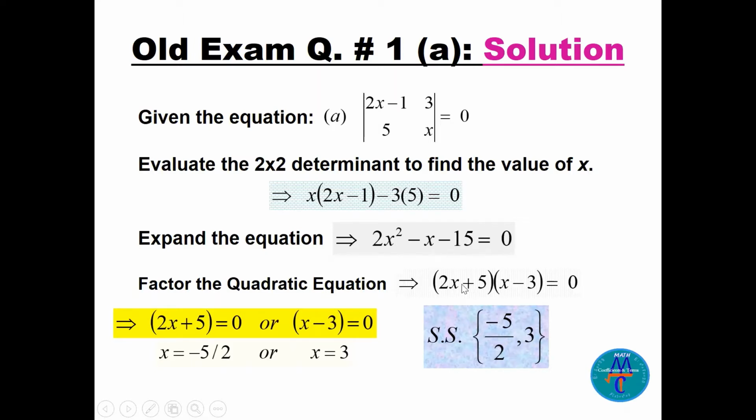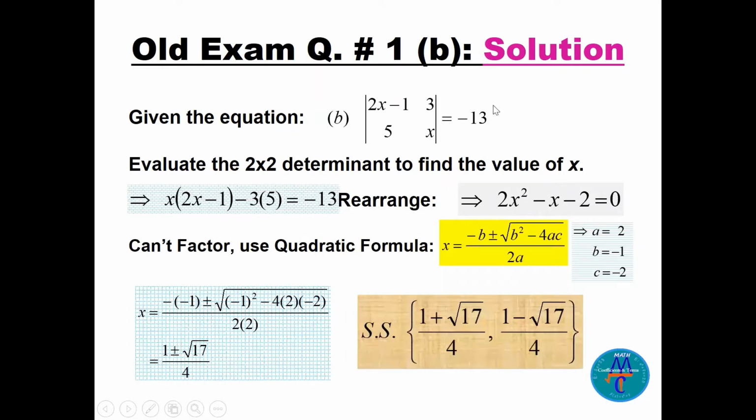We can factor this, I think, yeah, (2x plus 5)(x minus 3). Check it here. This is minus 6 and 5, that's minus 15. So x will be minus 5 over 2 and 3. Two values for the x. Now for other rules and formulas, you can check lectures 35 and 36, please.